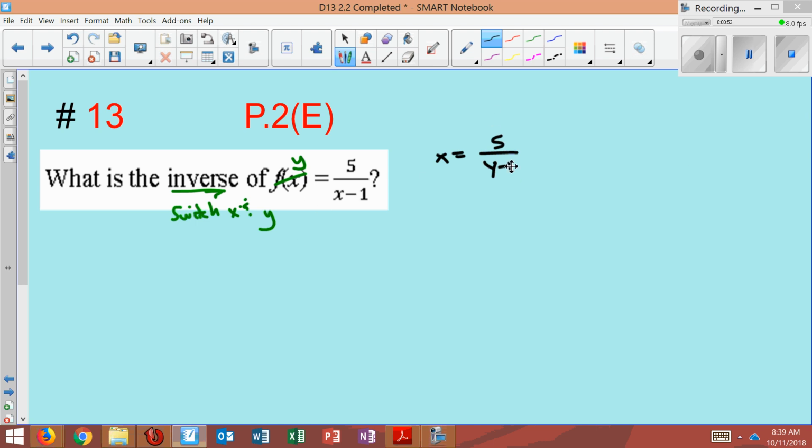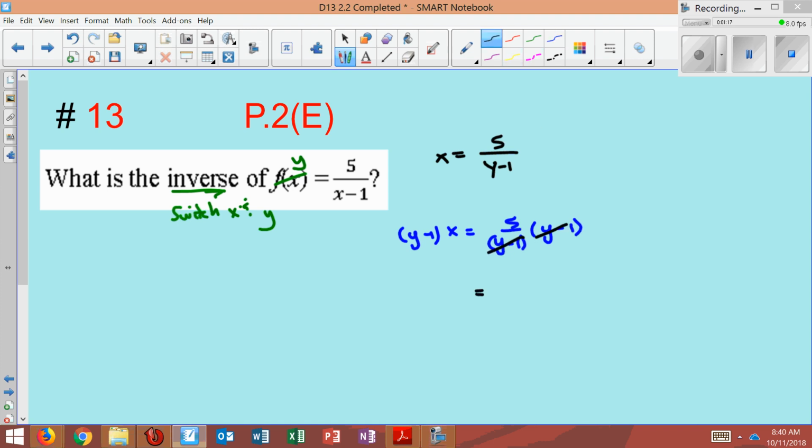So here we switch x and y just like we would in the calculator or in the graph. But to solve algebraically, you go ahead and solve for y now. So how do I get rid of this denominator? Right now this denominator is dividing, so you would multiply by it. If I multiply both sides by y minus 1, these factors cancel out.